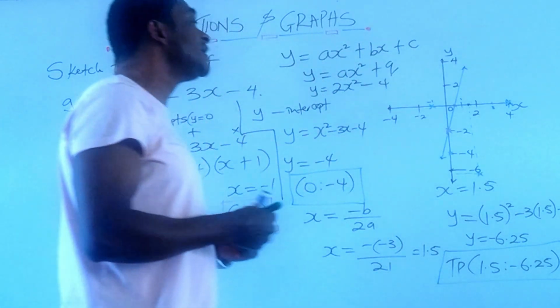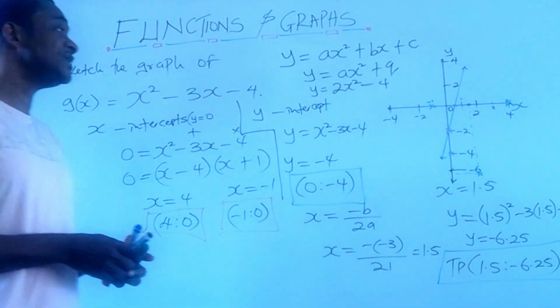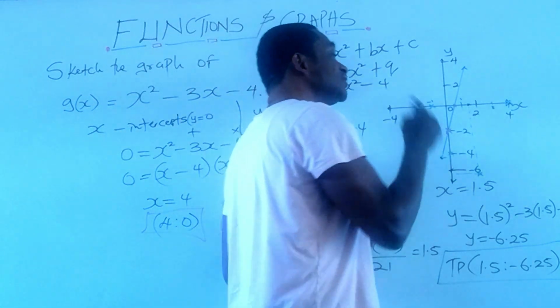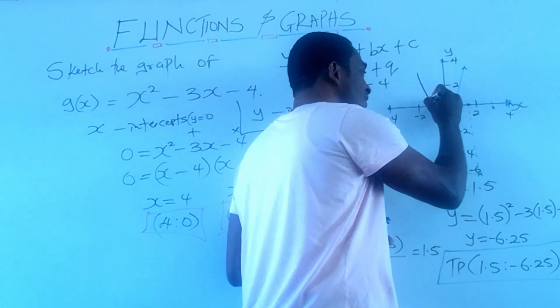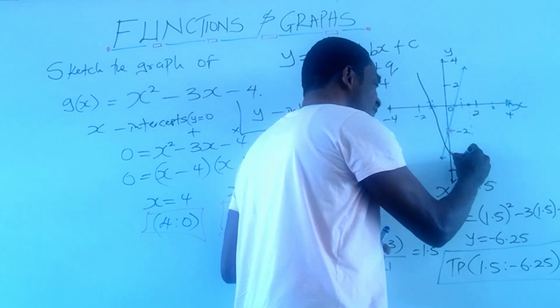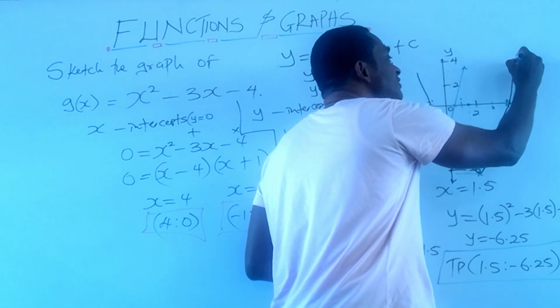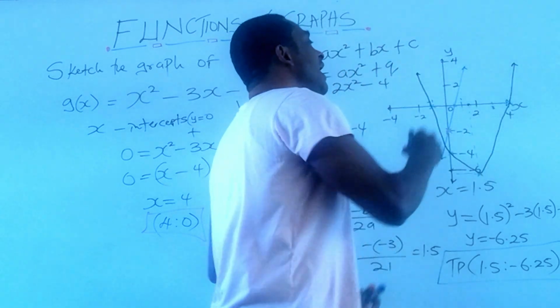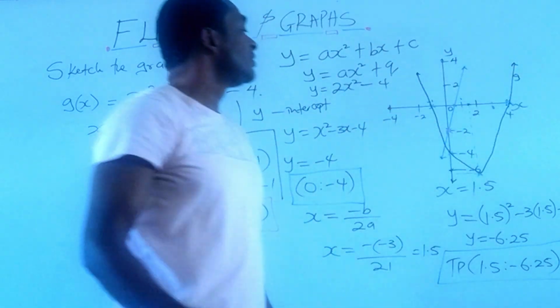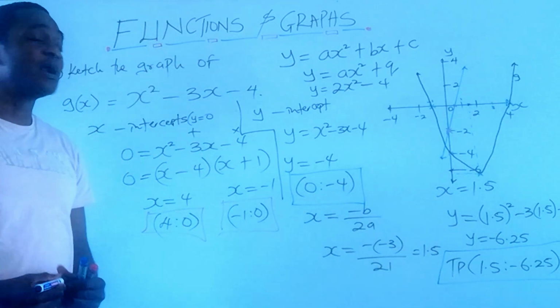Now I can join all these points using a freehand sketch. Remember, it's supposed to generate a curve. Then this will be my graph. Make sure you don't draw beside the point, it must be exactly on the points. And this will be the graph of g, which is my parabolic function.